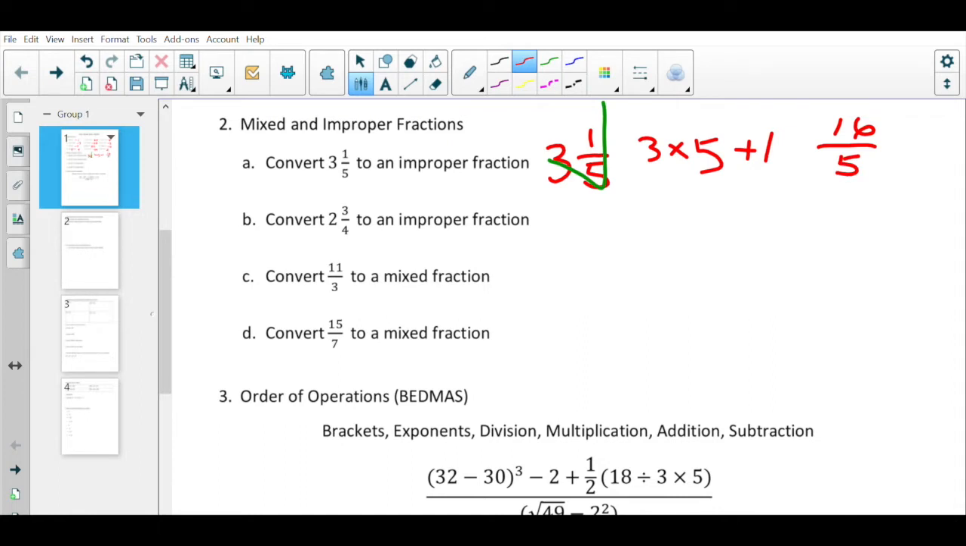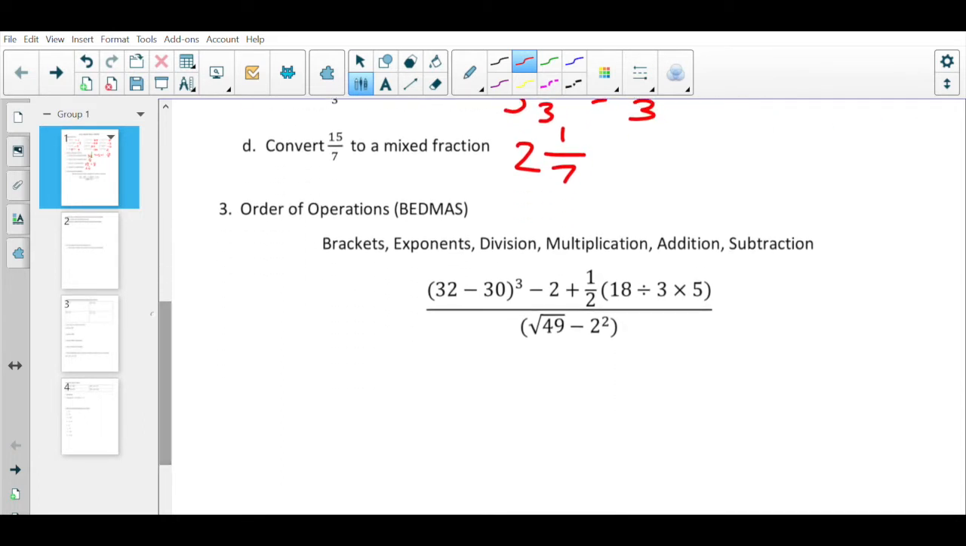Let's run through these. Convert 2 3/4 to an improper fraction. That's 2 times 4 is 8 and 3 is 11/4. Convert 11/3 to a mixed fraction. How many times does 3 go into 11 without going over? That's 3 times, and the remainder is 2/3. 3 2/3. If you want to check that, 3 times 3 is 9 plus 2 is 11/3, so it does check. Convert 15/7 to a mixed fraction. 7 goes into 15 2 times without going over, remainder of 1, and the denominator stays the same: 2 1/7.